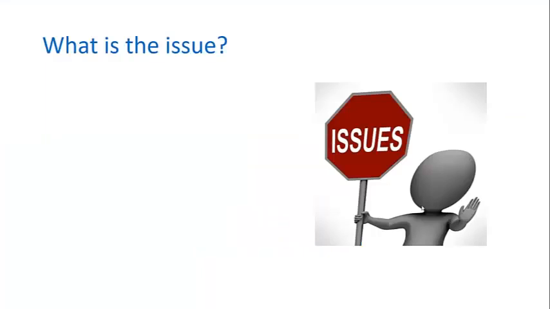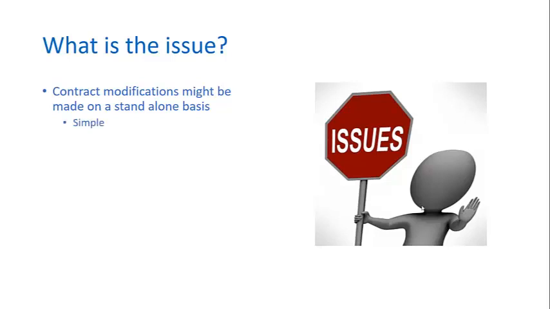What's the issue? Well, the challenge when we have a contract modification is, if it's done on a standalone basis, it's not really a problem. This is pretty straightforward. We simply treat the contract modification as a new or second contract, and we account for it in just the same manner as we accounted for the first contract.